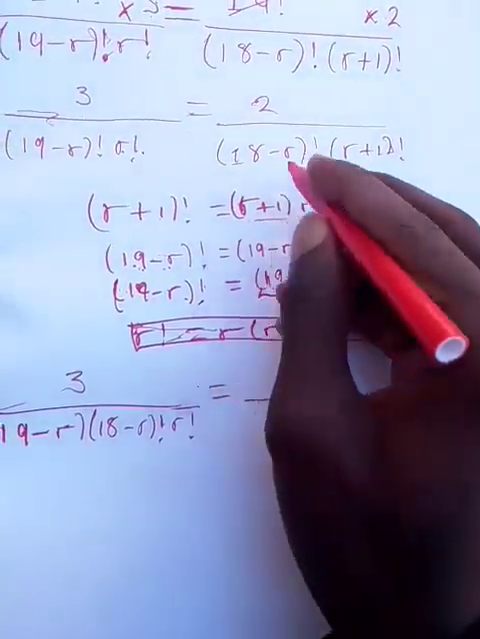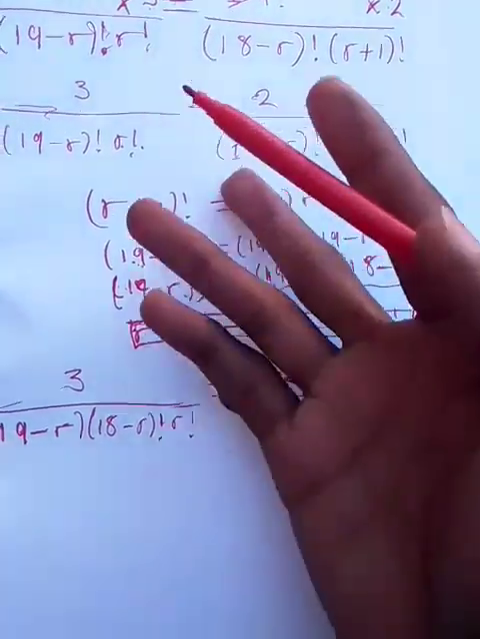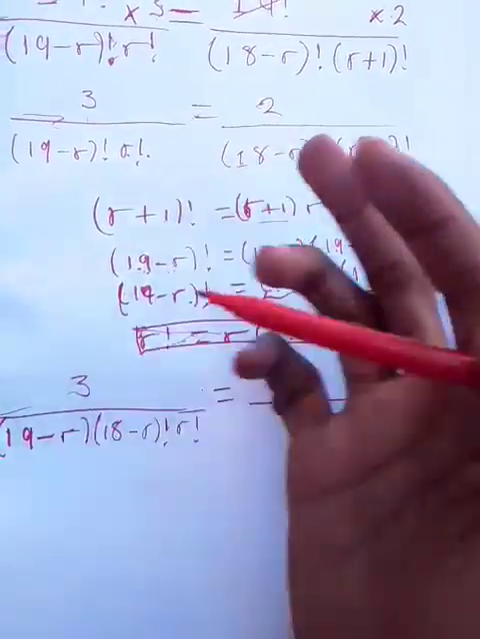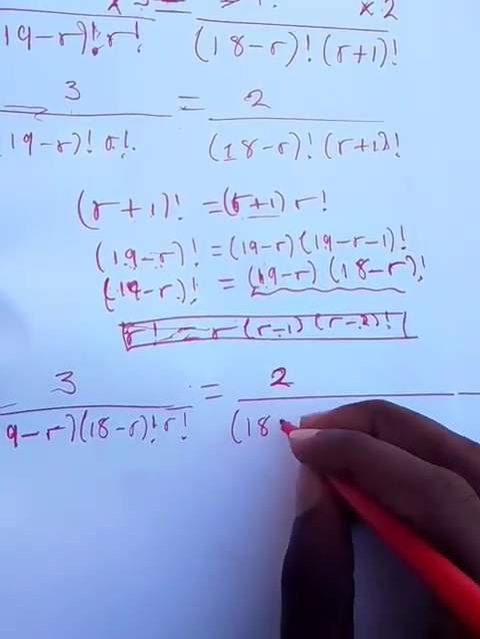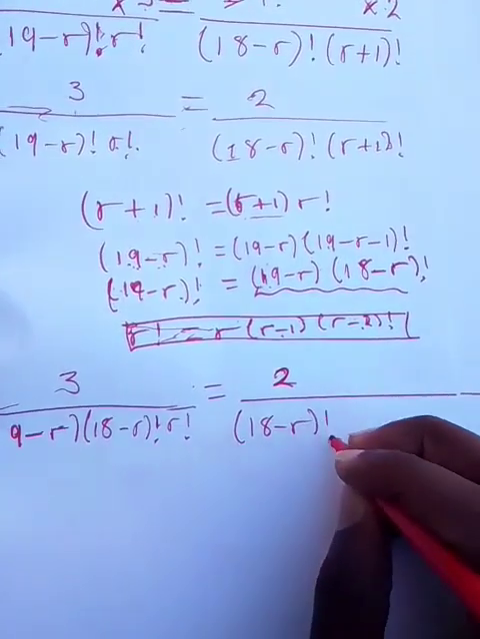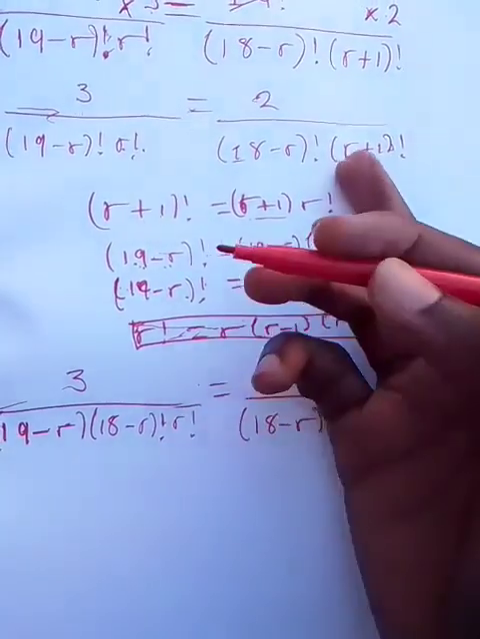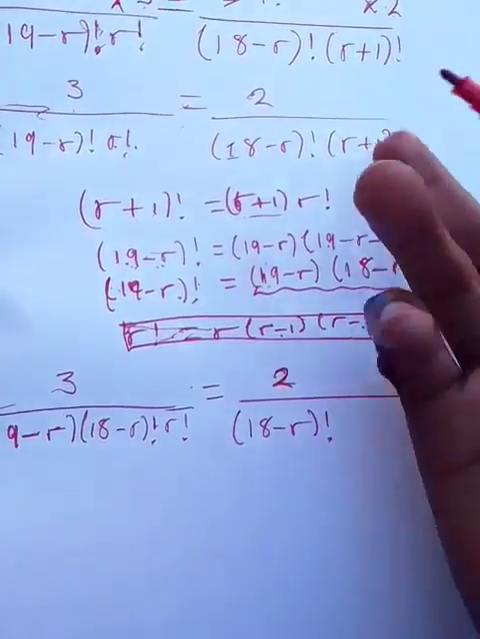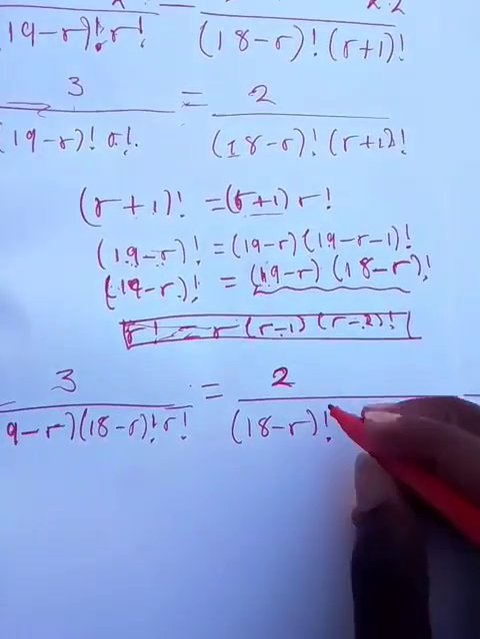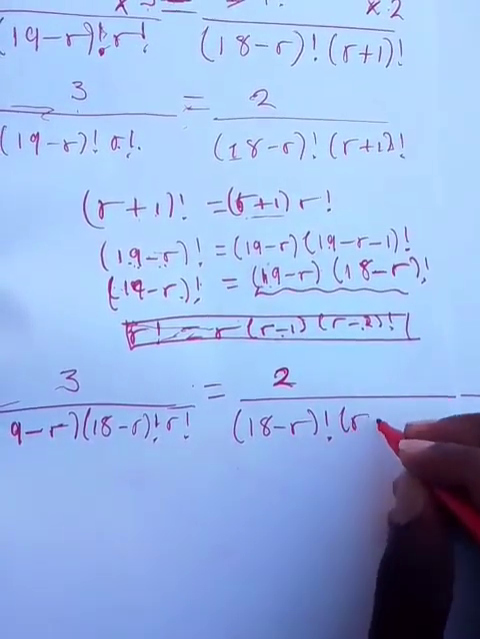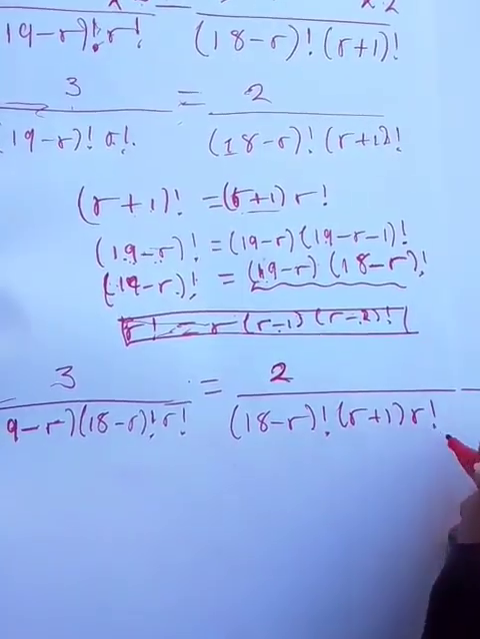So what else have I broken down? This one is still here, right? I haven't tampered with it. So I'll say 18 minus r factorial. This one, we have formed an identity, right? Which is this one here. So I'm going to say r plus 1, r factorial.